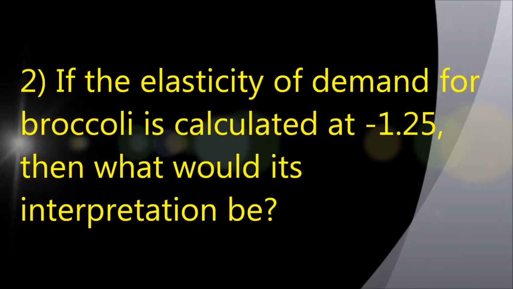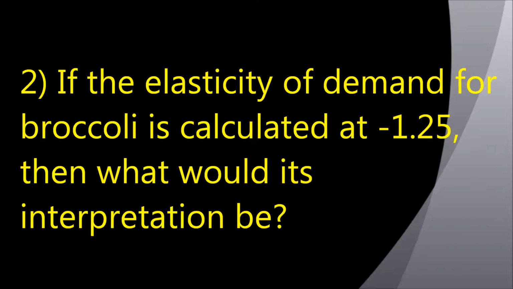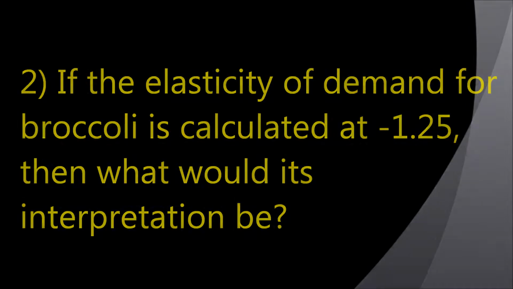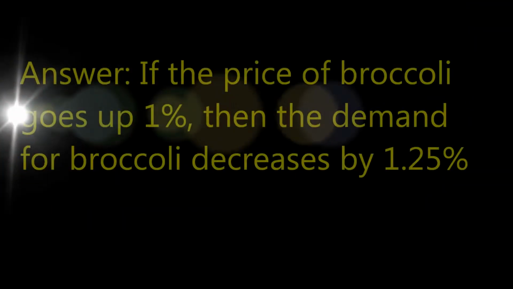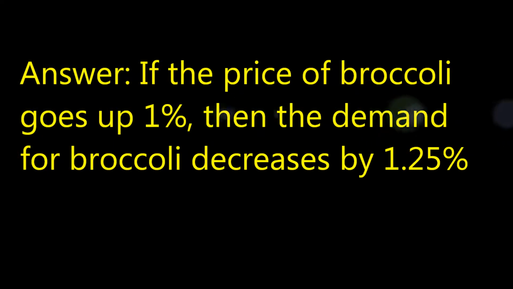Question number 2. If the elasticity of demand for broccoli is calculated at negative 1.25, then what would its interpretation be? The interpretation: if the price of broccoli goes up 1%, then the demand for broccoli decreases by 1.25%.